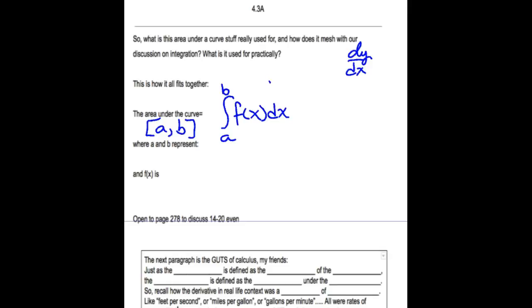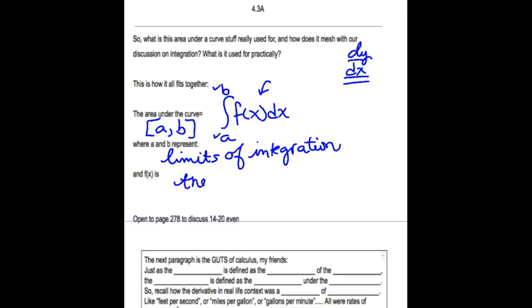Well, this symbol right now is an integral, and a and b represent what we call the limits of integration. It's a definite integral, but what it means is find the area under the curve. Like this means find the slope of the tangent line. So a and b tell you where on the curve to find the area, and f of x is the curve under which we find the area.